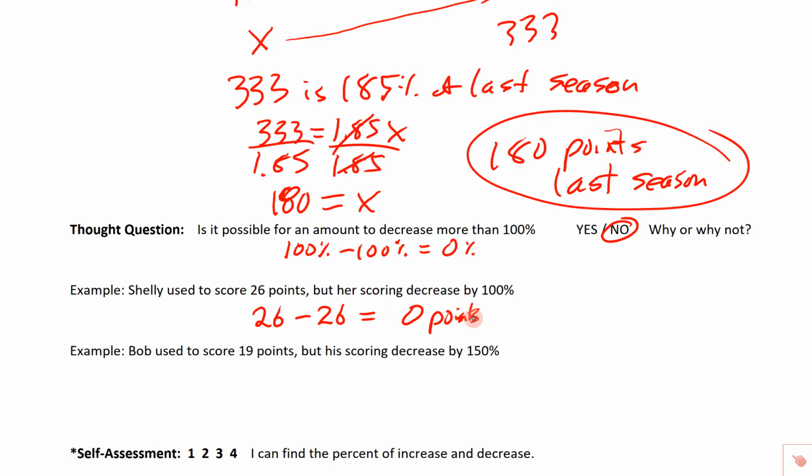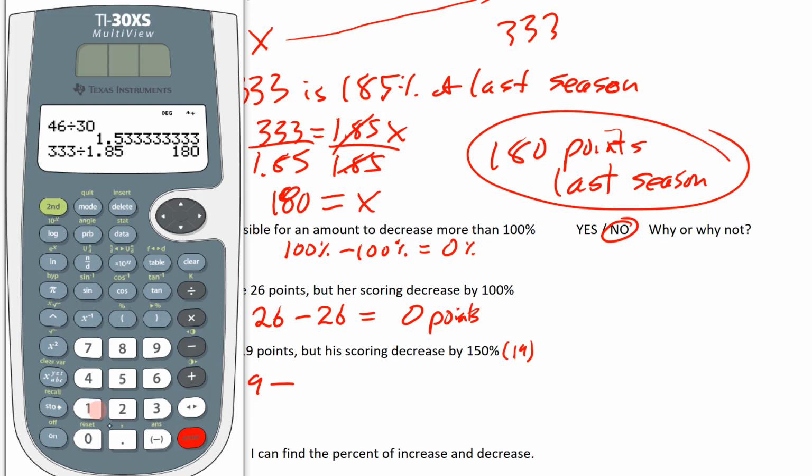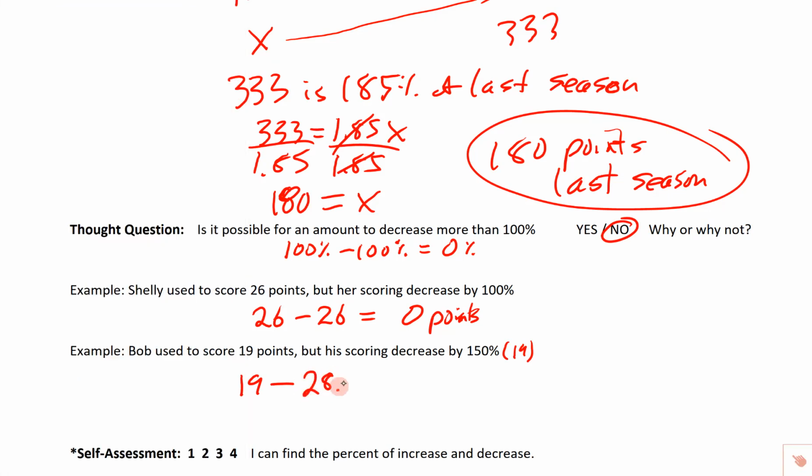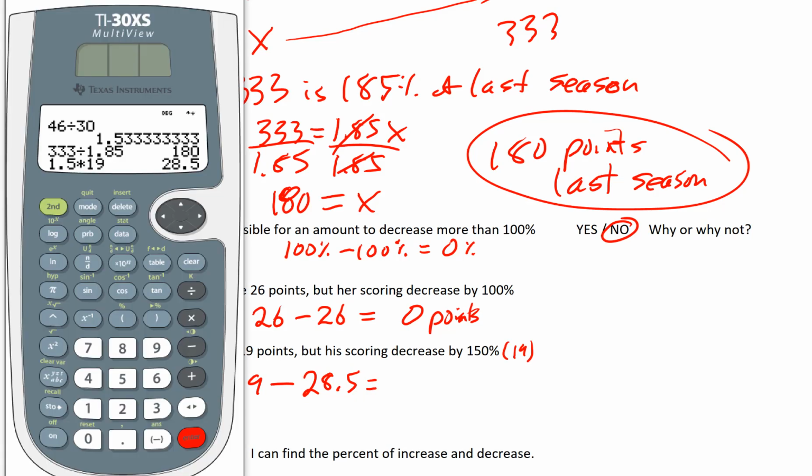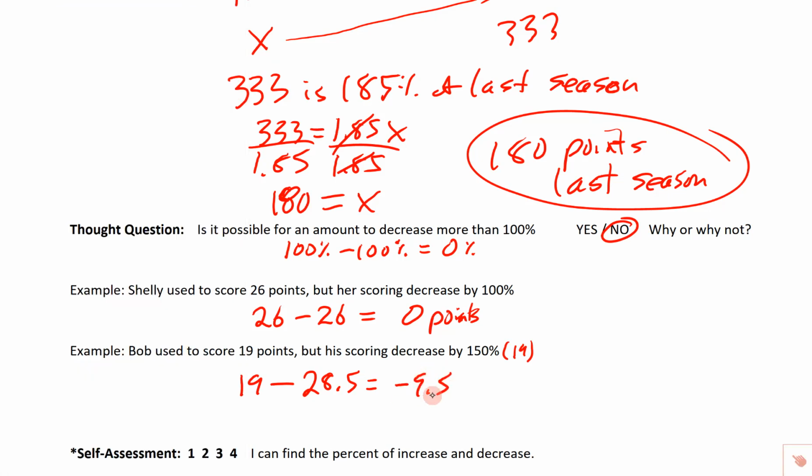Bob used to score 19 points, but his scoring decreased by 150%. So it went down. Well, let's think about 150% of 19. Let's figure out what that is. So 1.5 times 19. So that's actually 28.5 points. Well, let's throw that in the calculator, and we end up with 19 minus 28.5 points. Okay, can he score negative 9.5 points? Okay, not possible. So the answer definitely here is no.